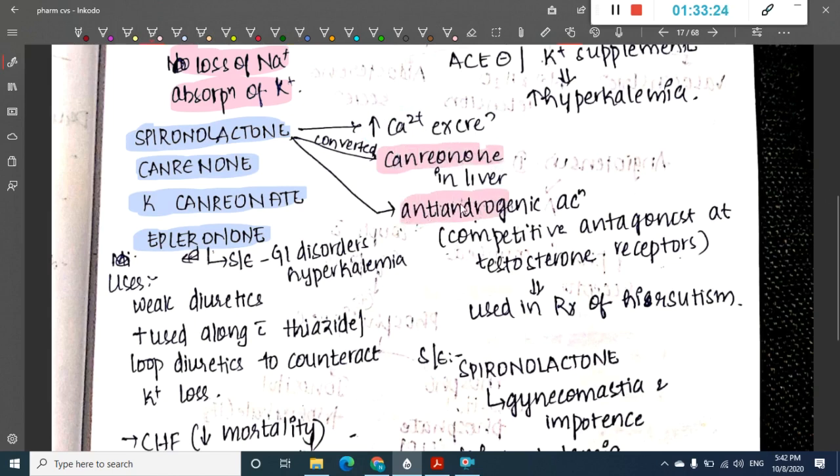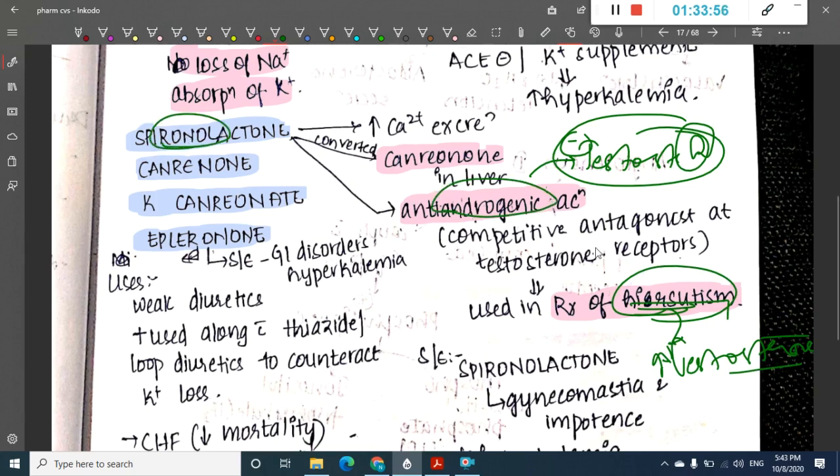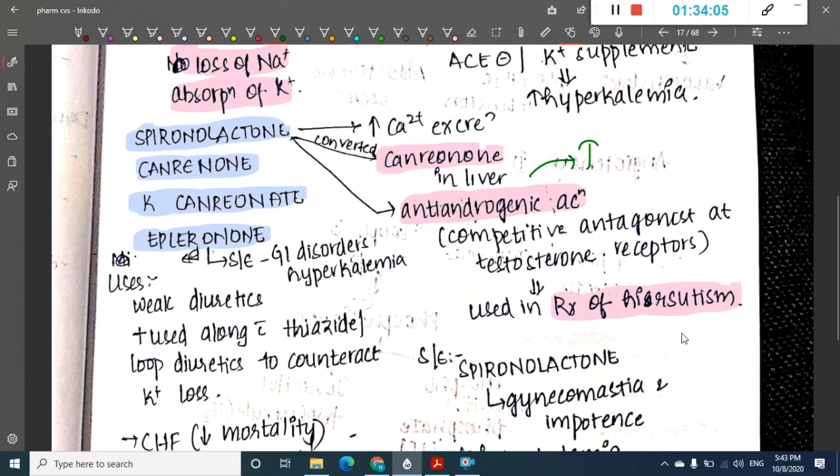Spironolactone has anti-androgenic action, because it is a competitive antagonist at the receptors of testosterone. Because of this, it is used in hirsutism. Why hirsutism? Because hirsutism occurs because of increased testosterone. If you give these anti-androgen drugs, spironolactone will block testosterone, and as a result hirsutism can be cured. So you can give spironolactone for the treatment of hirsutism.